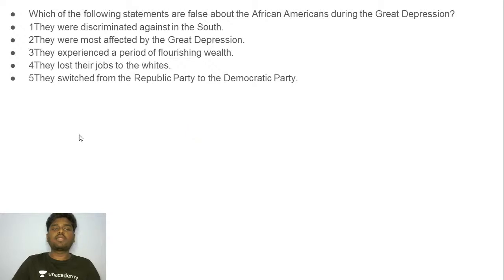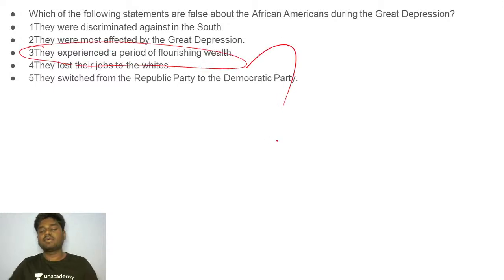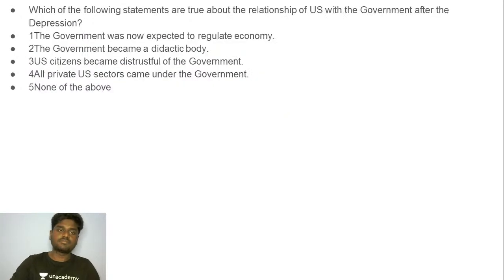And next one, which of the following statements are false about the African Americans during the Great Depression? They were discriminated against in the South. They were most affected by the Great Depression. They experienced a period of flourishing wealth. They lost their jobs. So absolutely it's going to be option three, they didn't experience a period of flourishing and they were devastated. So definitely it's going to be option three for this.